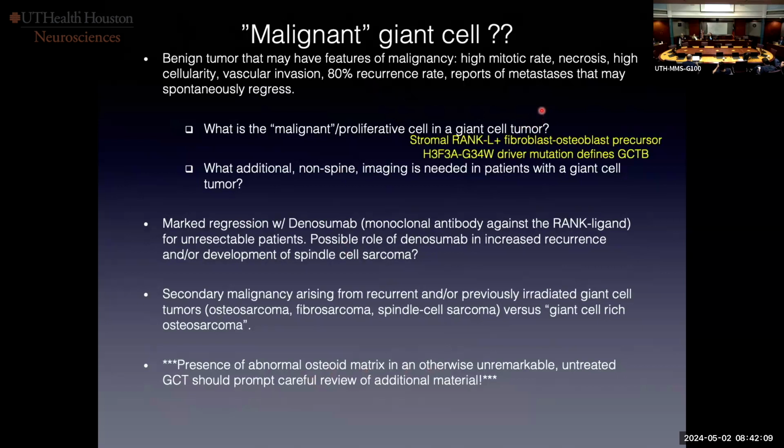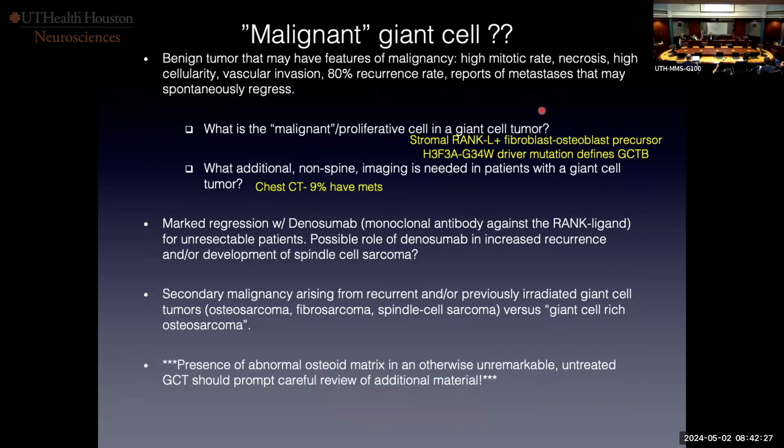And that's why there's no matrix. It's giant cells that are being turned on to resorb bone. What additional non-spine imaging is needed if you diagnose somebody with a giant cell tumor? And the answer is chest CT, interestingly. 9% will present with metastatic disease to the lung.